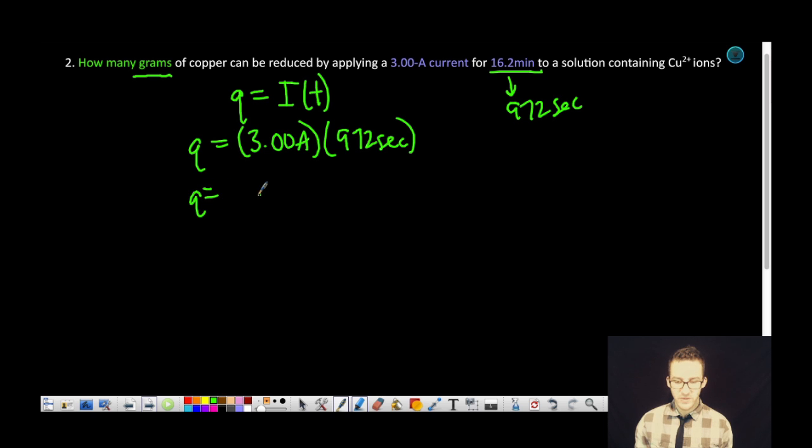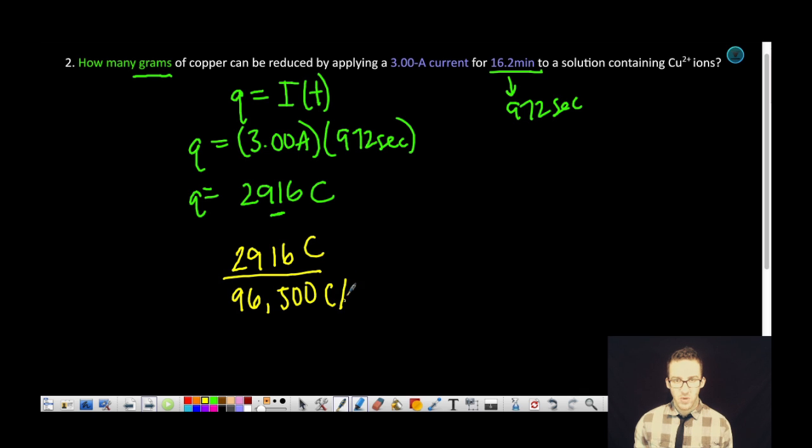When we multiply those two values together, we get 2,916 coulombs. I'm going to give myself a little reminder here for sig figs that I should only have 3 sig figs in my final answer. Once we know the charge in coulombs, we can simply take that value, 2,916 coulombs, and divide it by Faraday's constant, or 96,500 coulombs per mole. And that will give us moles of electrons. And so a quick division here will give us 0.0302 moles as our moles of electrons.